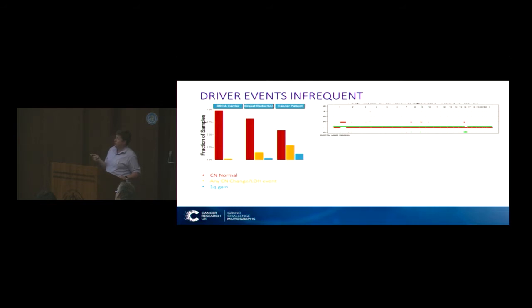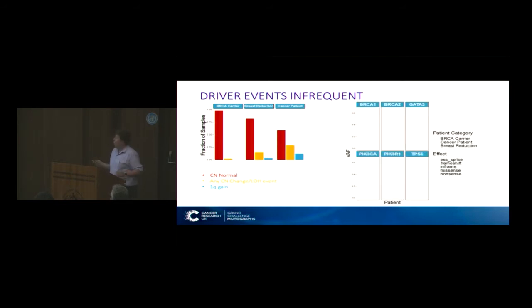Driver events are infrequent, so this is looking at copy number. Basically all of the samples from BRCA carriers and most across the other samples are copy number normal. There are no copy number changes whatsoever. You do get occasional single events, and 1Q gain is the most frequent. This is the most complicated copy number situation in any of the samples we have, with 1Q gain and 16Q loss, both things seen in breast cancer. And this actually comes from one of the reduction mammoplasty samples, so an otherwise normal individual.